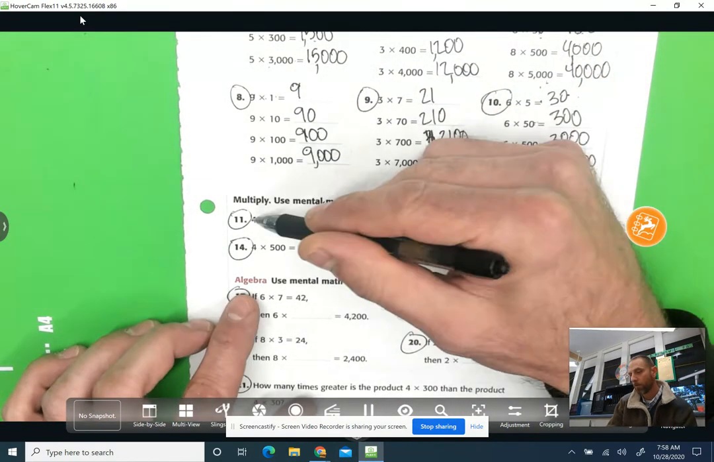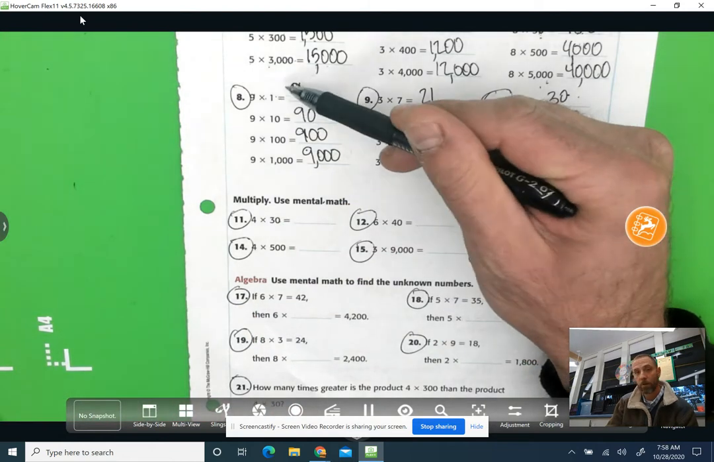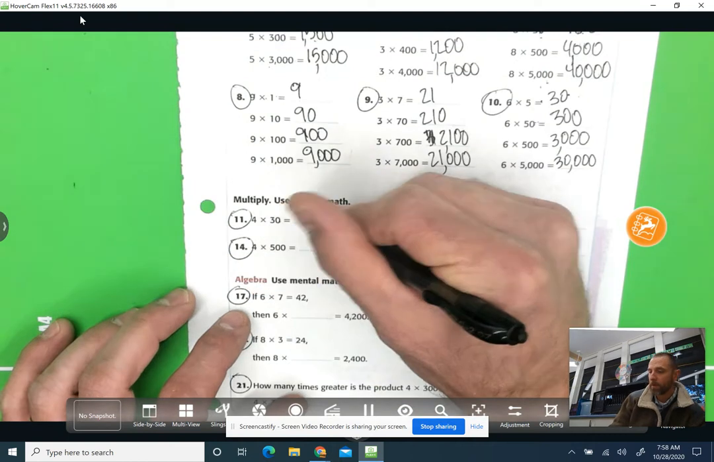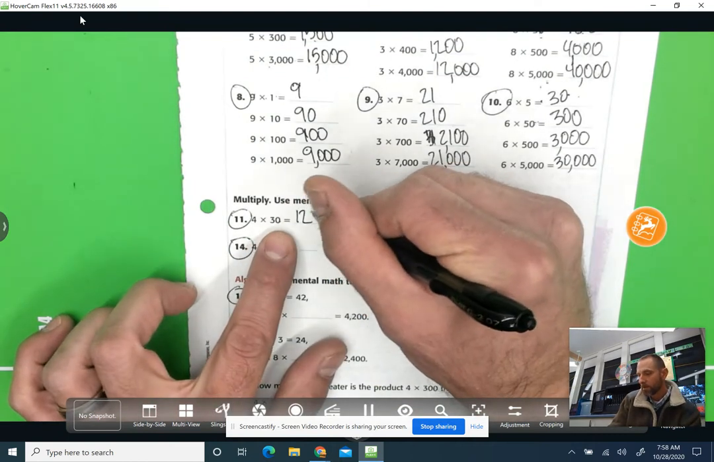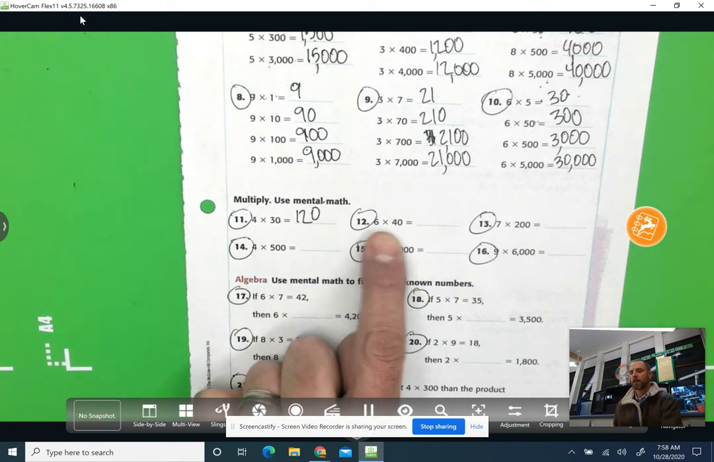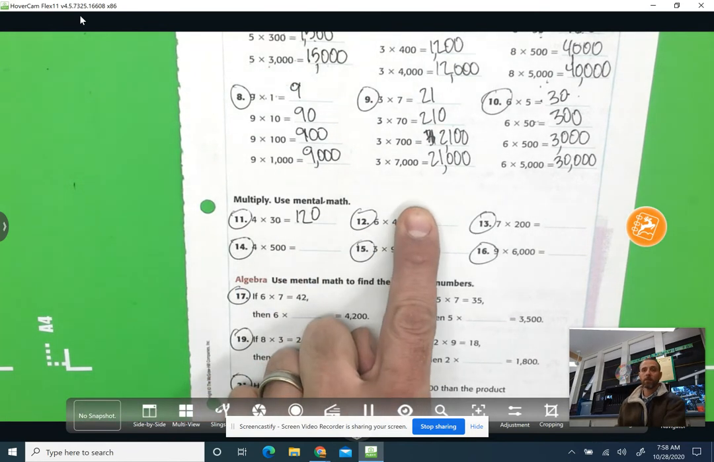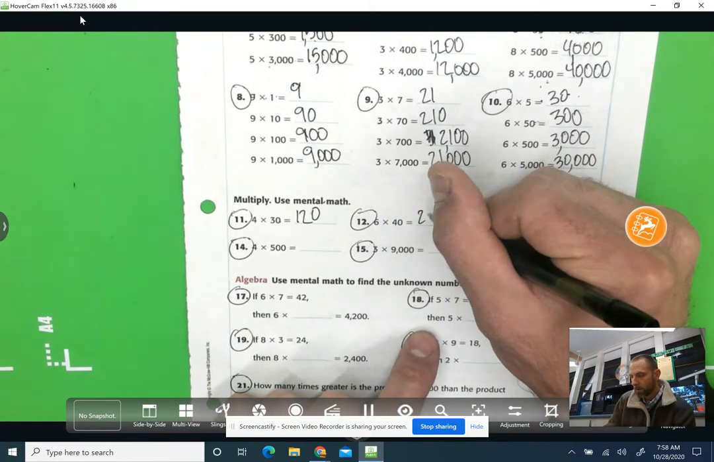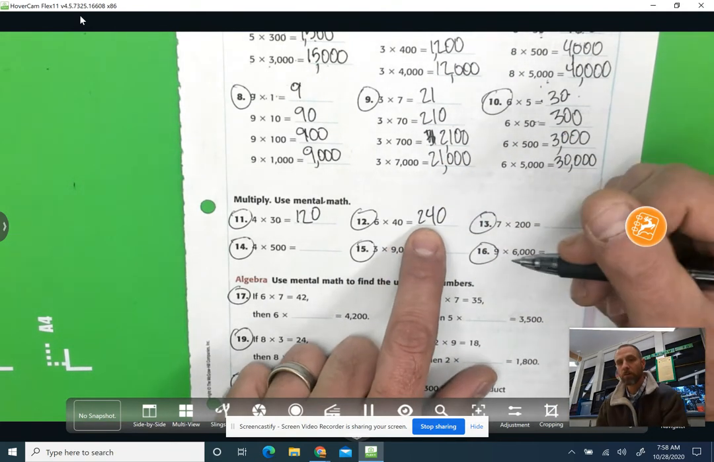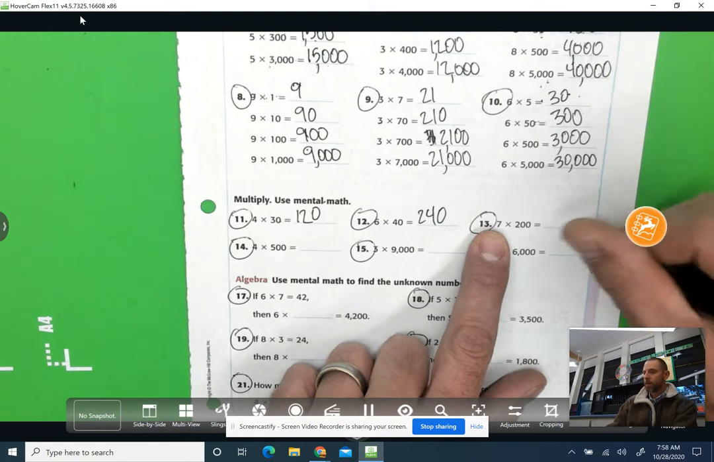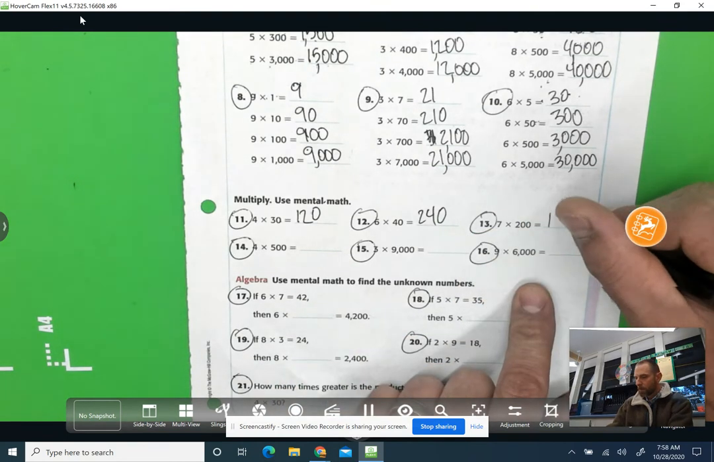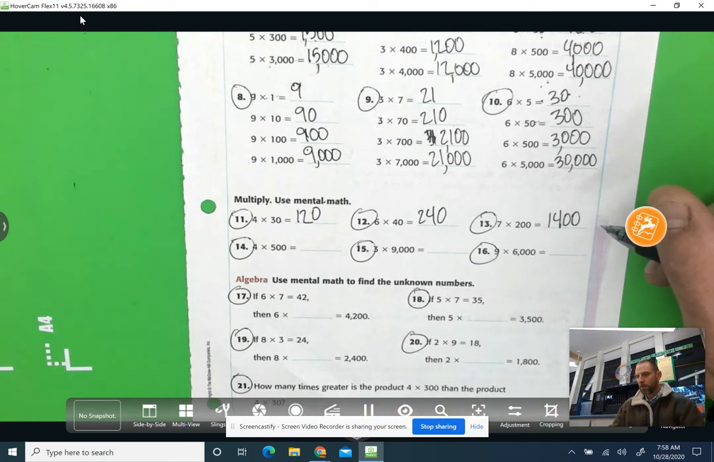Okay, so we have 4 times 30. Well, what do we do? We look for the basic fact. The basic fact is 4 times 3, that's 12. 4 times 30, add 1 zero, 120. 6 times 40, well, 6 times 4 is 24, plus 1 zero. 6 times 40, 240. 7 times 200, well, 7 times 2 is 14. Add your 2 zeros.